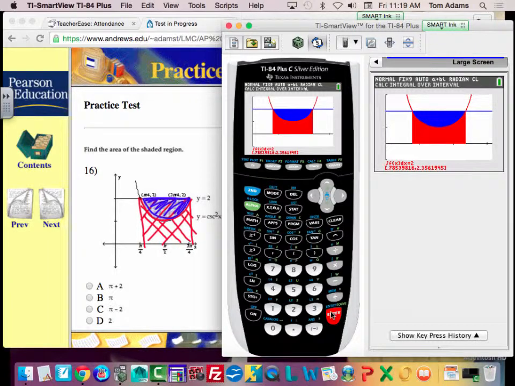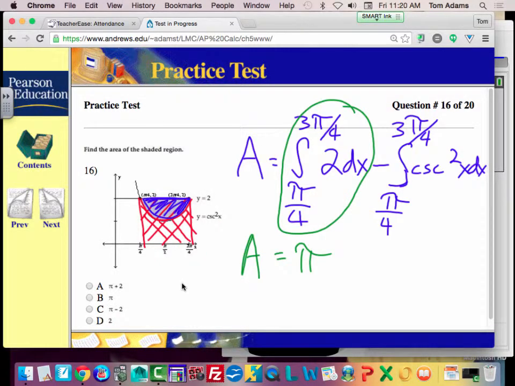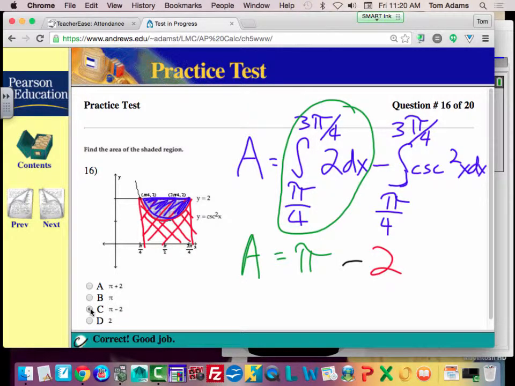Boom. And the area under the curve, isn't that weird? It's 2. So I get pi minus 2. Is C the right answer? Yeah. Any questions on that one?